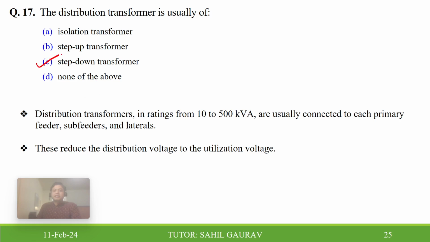Distribution transformer ratings from 10 to 500 kVA are usually connected to primary feeders, sub feeders and laterals, and this reduces distribution voltage to the utilization voltage. Utilization voltage is where the consumers consume power. So basically in India we have 400 volt line to line voltage, and 220 to 230 volt is the phase voltage.